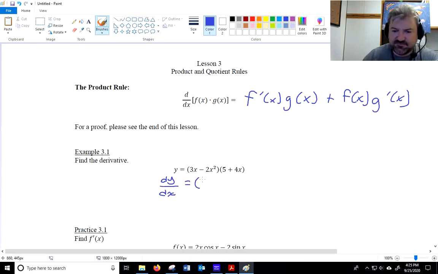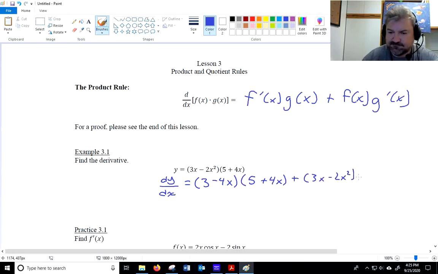Derivative of the first. Remember, you just bring the exponent down and the x goes away, and then 2 times 2 is 4, x to the first, times the second. Leave the second the same. Plus the first times the derivative of the second. And there we have it.